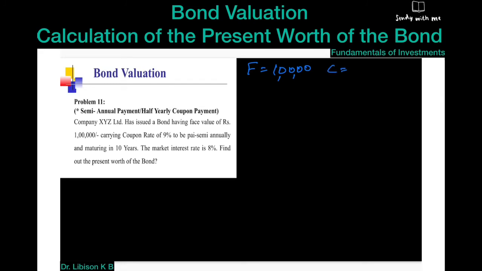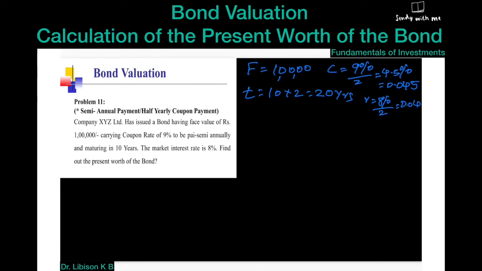So face value is 1 lakh, coupon rate 9% divided by 2 is equal to 4.5%. Okay, face value 1 lakh. T is equal to 10 multiplied by 2. Okay, I have written the face value wrong. It is not 1000, it is 1 lakh. T, 10 multiplied by 2, is equal to 20 periods. R, 8% divided by 2, is equal to 0.04. Why have I done this? Because the problem says the coupon payment is half yearly.